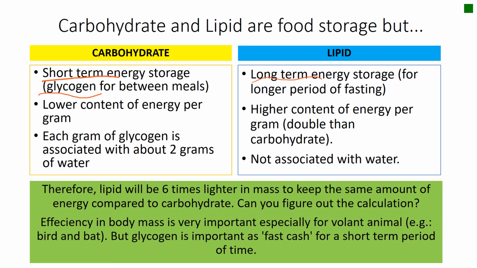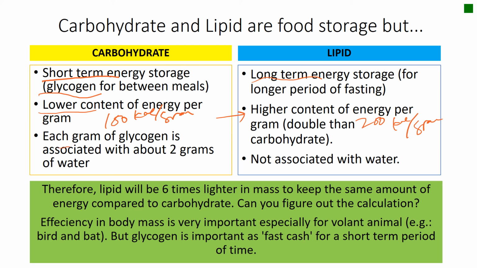All right. And carbohydrate, also glycogen, has lower energy content per 1 gram. Let's say if it is 100 calories per gram, lipid can have almost double, for example about 200 calories per gram. So 1 gram of carbohydrate and 1 gram of lipid will give double the amount of energy for lipid compared to carbohydrate. So it's a long term, right?